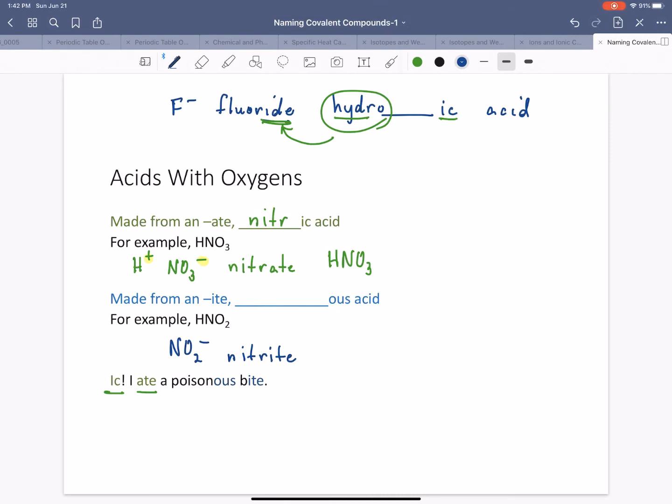Or if that anion containing oxygen is an ite, and we add enough hydrogen ions so that there is no overall charge and it's a compound, that is nitrous acid, us-ite. And here's your mnemonic for memorizing that. Ick, I ate a poisonous bite. Ates make ic acids. Ites make ous acids.